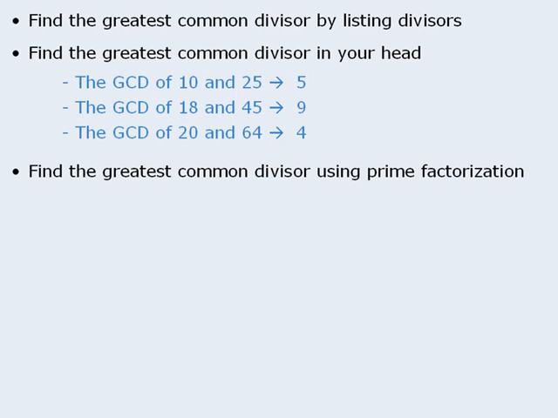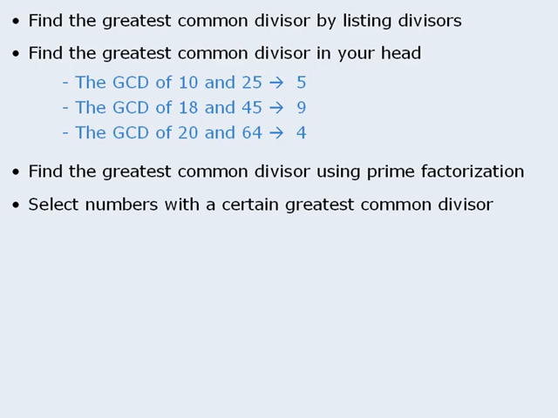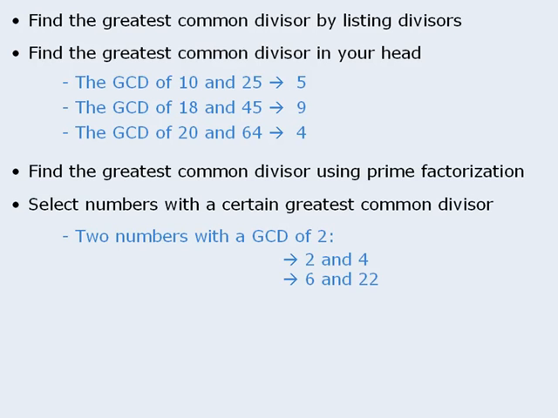Another important skill you need is the ability to find the greatest common divisor using the prime factorization technique. And finally, you must be good at selecting pairs of numbers that have a certain greatest common divisor. For example, what are two numbers with a greatest common divisor of 2? Now there are a lot of number pairs that meet this condition. Can you think of any? Well, how about 2 and 4? They have a greatest common divisor of 2. Or perhaps we could have chosen 6 and 22.